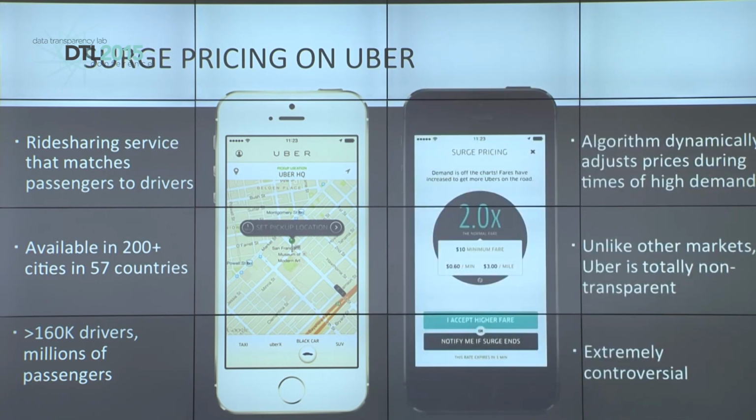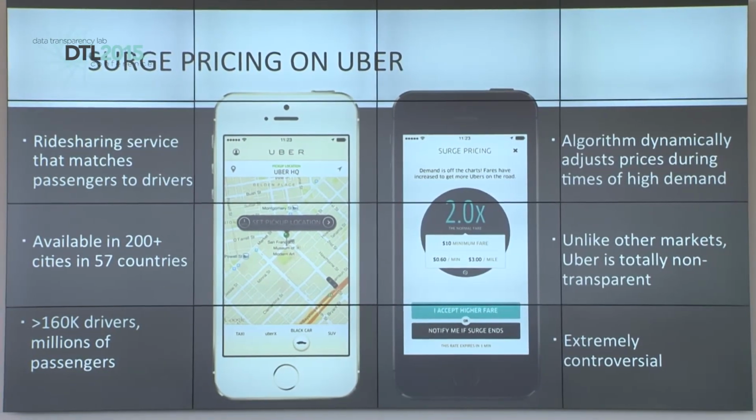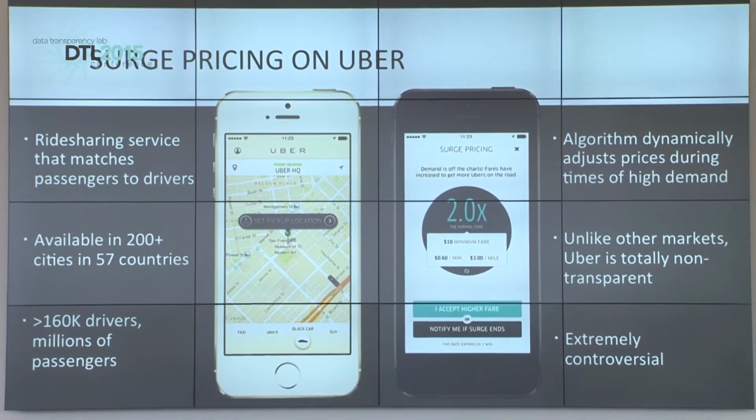However, Uber is also quite controversial for many reasons, but one of the big ones is surge pricing. So during times of extremely high demand, Uber uses a dynamic algorithm to change the prices. So in this case, Uber is telling the customer that the surge multiplier is 2, meaning they're going to have to pay double the amount if they want this ride right now.